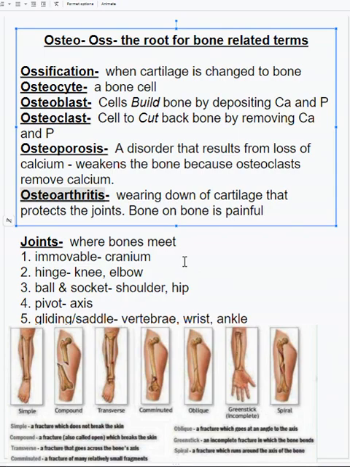So let's talk about some of those joints. You have immovable joints, which are fused together. Your cranium is actually a whole bunch of different bones that have fused together. Hinge joints are found in the knee, the elbow, and the fingertips, the phalanges. Ball and socket joints are only found in the shoulder and the hip. And pivot joints are found along the axis where your head and your spine meet, and you also have a pivot joint in your elbow.